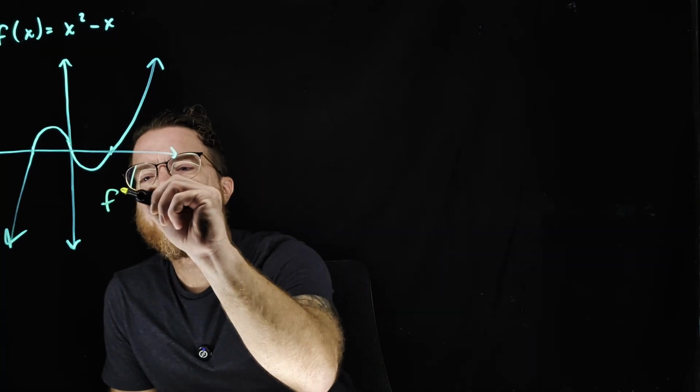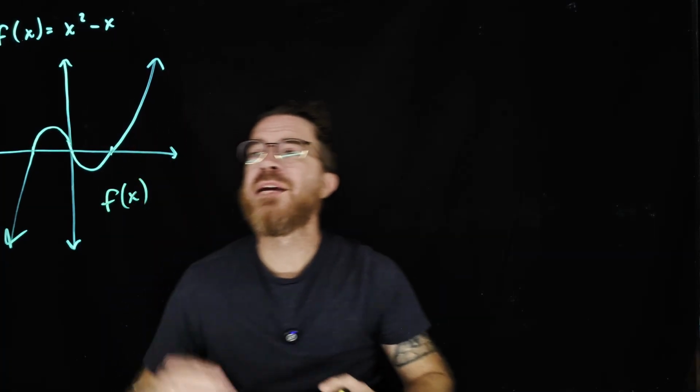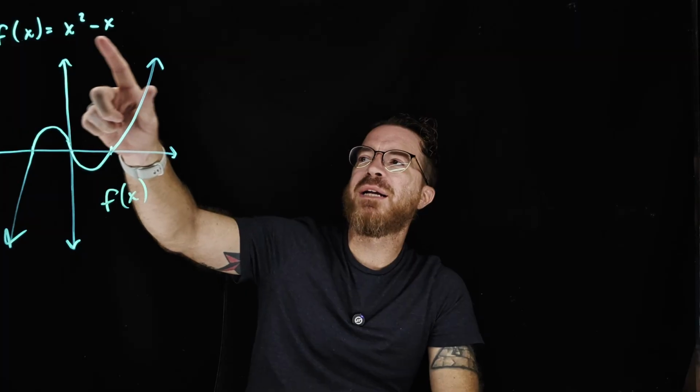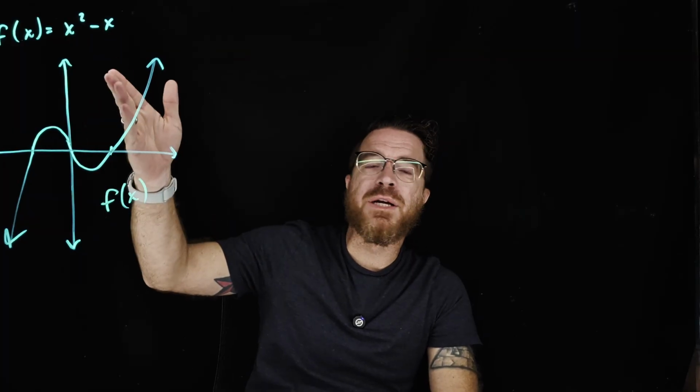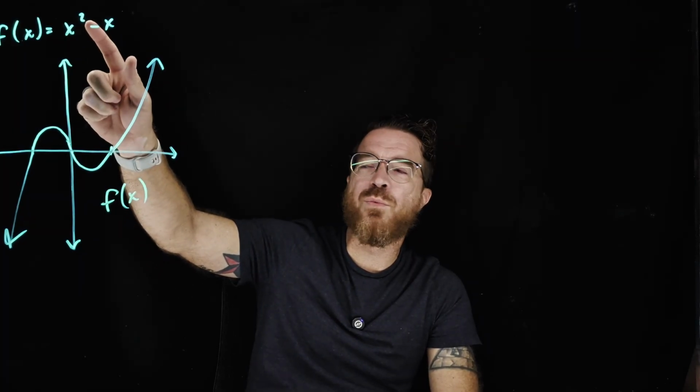And the reason I know this is because if I took the derivative, this is the function f of x. The reason I know this is because if I were to plug in 0, I would have 0 minus 0 equals 0. If I were to plug in -1, I would get -1 squared is 1.